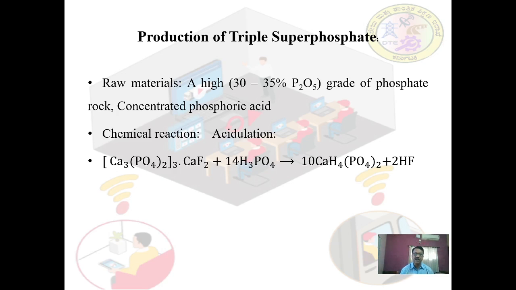Now we see the production of triple superphosphate. Raw materials required: high grade phosphate rock, which contains 30 to 35% phosphorus pentoxide, and concentrated phosphoric acid. The chemical reaction: phosphate rock reacts with phosphoric acid and produces triple superphosphate.